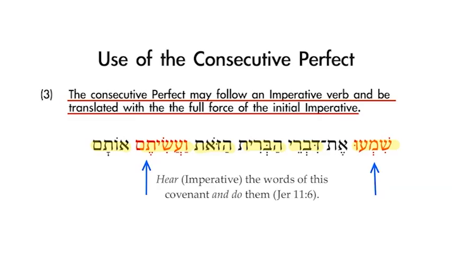In this sequence, the consecutive perfect verb is translated just like the imperative verb that begins the sequence. So in this use, the consecutive perfect verb is imperative. Hear and do. This is the third use of the consecutive perfect.